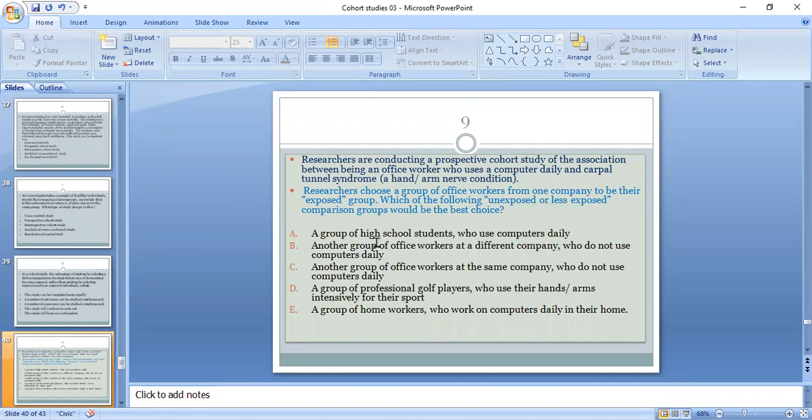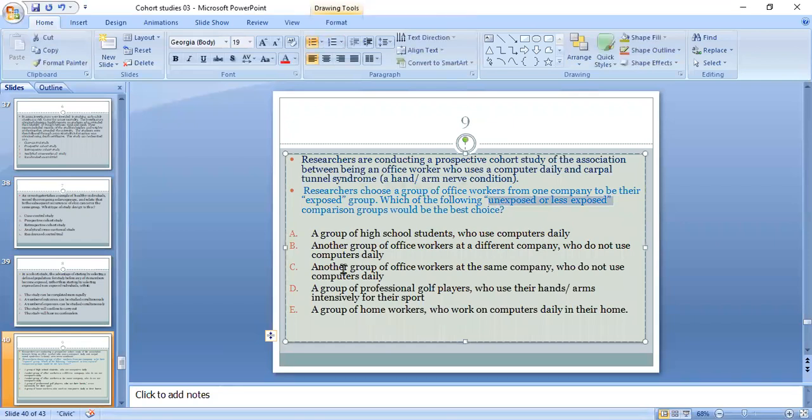A group of high school students who use computers daily, another group of office workers at a different company who do not use computers daily, or another group of office workers at the same company who do not use computers daily, or a group of professional golf players who use their hands or arms intensely for their sport, or a group of home workers who work on computers daily in their home. Which is the correct option in selecting the unexposed group? Alpha.